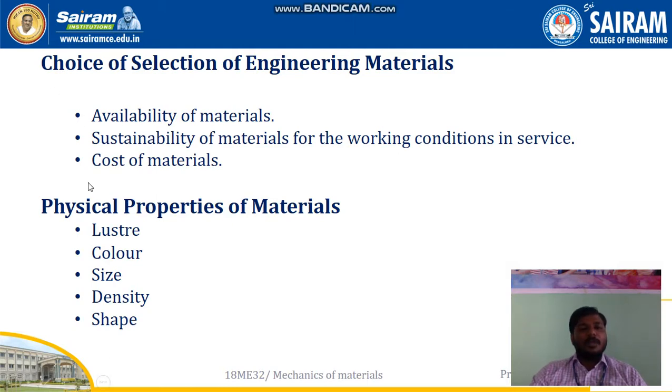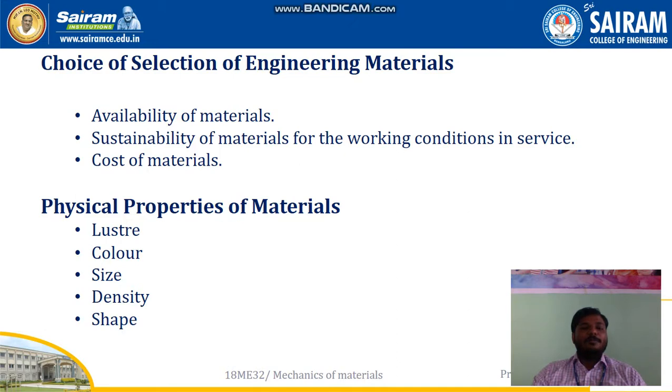Now we have finished the classification, then we have discussed on what basis we are going to select engineering materials. Next we are going to discuss the physical properties. What are the physical properties of any material? It might be the size, or we can identify the shape, or the color, or the luster. These are some of the physical properties, meaning what we can see of the materials.